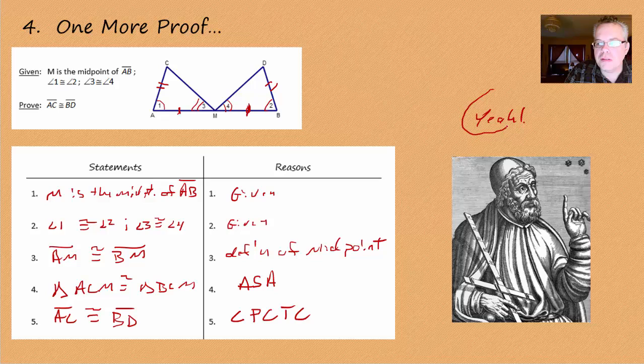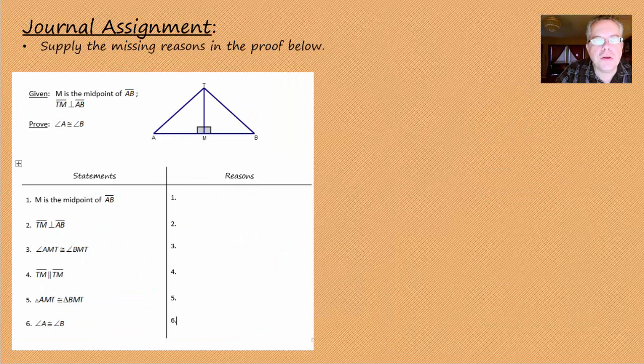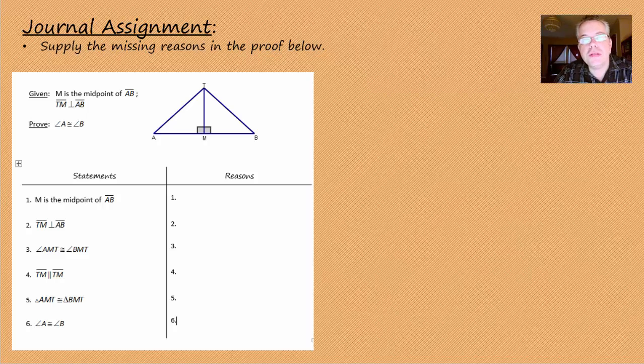And this was just a little introduction here. And time for the journal assignment. Okay, so good news for the journal assignment is you don't have to come up with a whole proof by yourself. You just have to supply the reasons. So take a good look at the figure and kind of understand the flow of the proof.